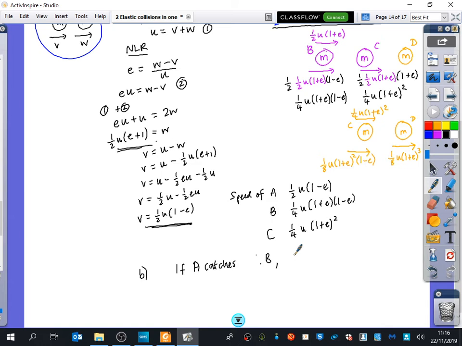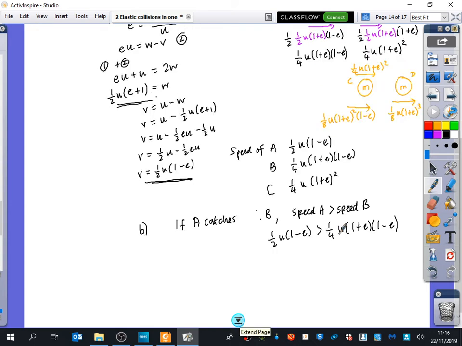the speed of A has to be greater than the speed of B. And so the speed of A we think is a half U, 1 minus E. And then we have a quarter U, 1 plus E, 1 minus E. We can cancel the U's from both sides and the 1 minus E's from both sides. So we have a half is greater than a quarter, 1 plus E.